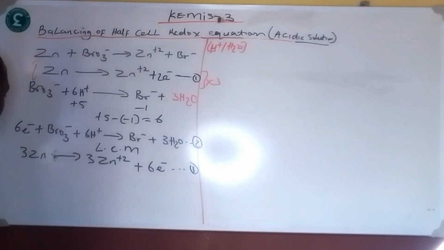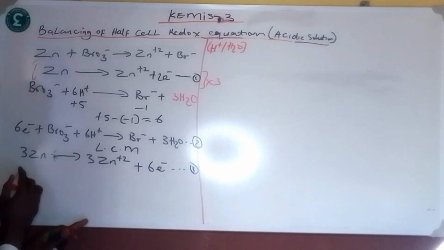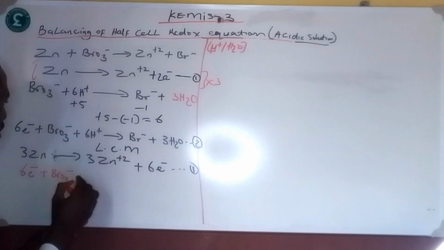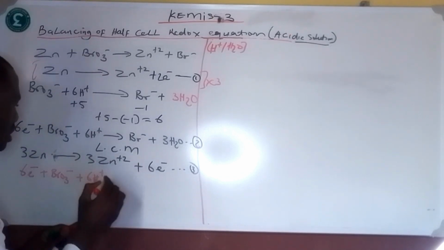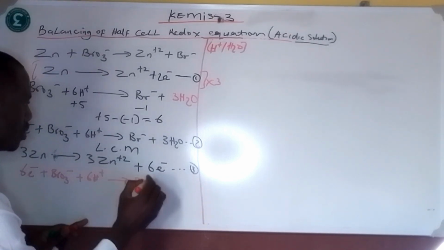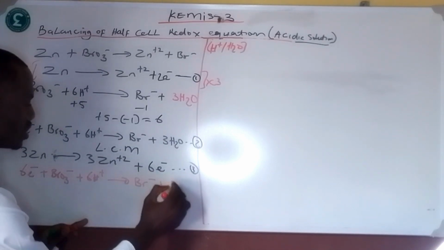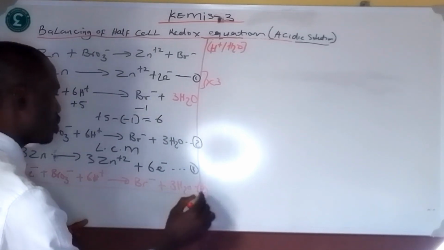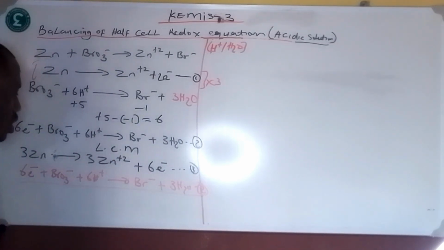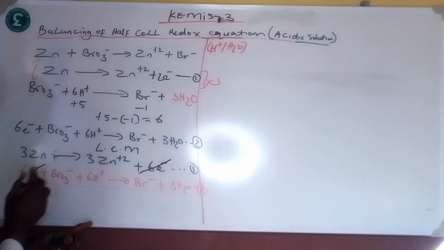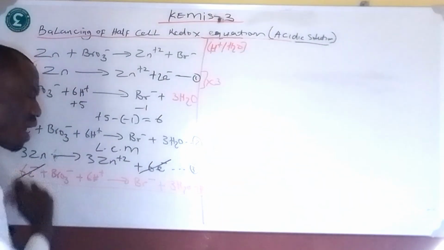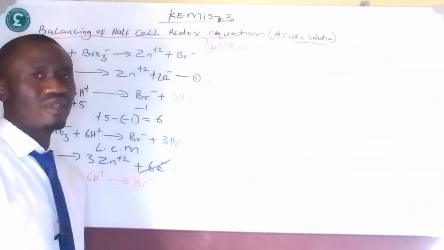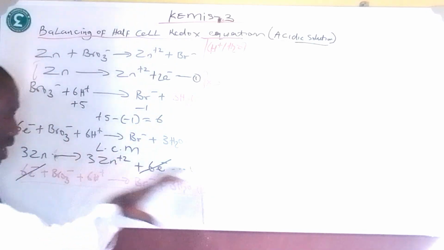So what I have here now becomes this equation: 6 electrons plus bromate plus 6 hydrogen, giving me bromine plus 3H2O. Remember, this is equation 2. Now, if I add up these equations, notice that 6 electrons will cancel 6 electrons. We write down everything you see on the left-hand side and everything you see on the right-hand side.